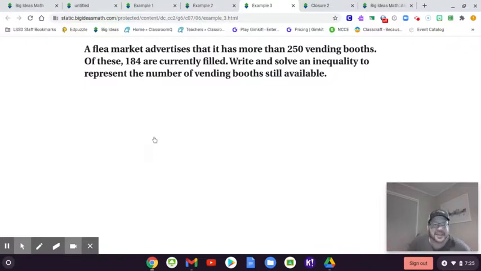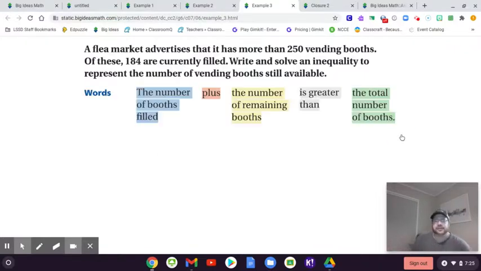It pops up. Okay. So what you want to do is rewrite this in words. Try and understand what is happening here. So the number of booths that are filled plus the number of booths that remain has to be bigger than the total number of booths.